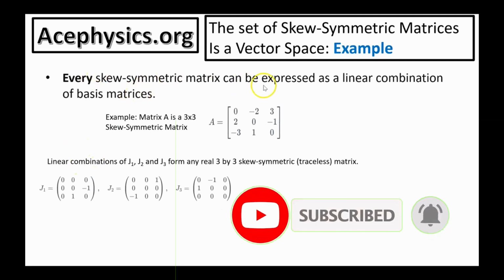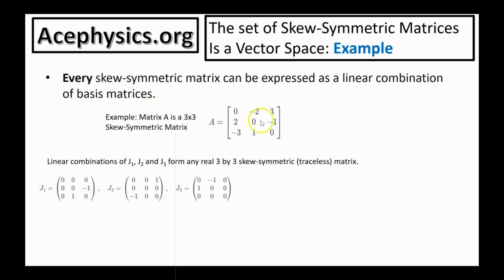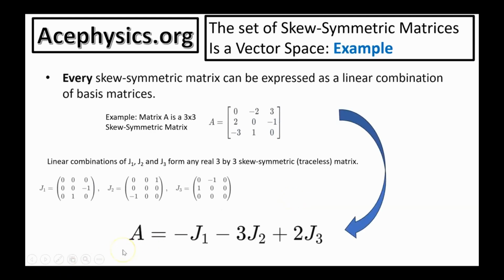So we know that every skew-symmetric matrix can be expressed as a linear combination of basis matrices. Here's matrix A, which is a 3 by 3 skew-symmetric matrix. Therefore, A must be able to be written as a linear combination of the 3 basis matrices. And of course it can be. A is equal to negative J1 minus 3J2 plus 2J3. And I encourage you to check that on your own.